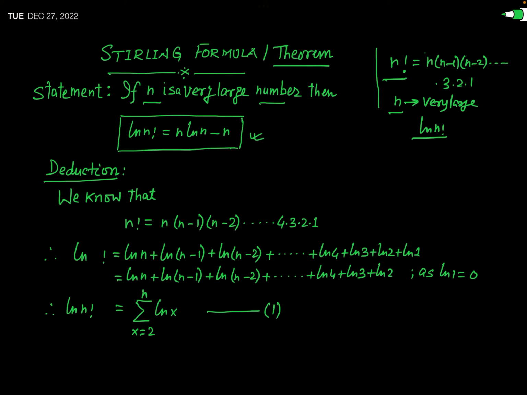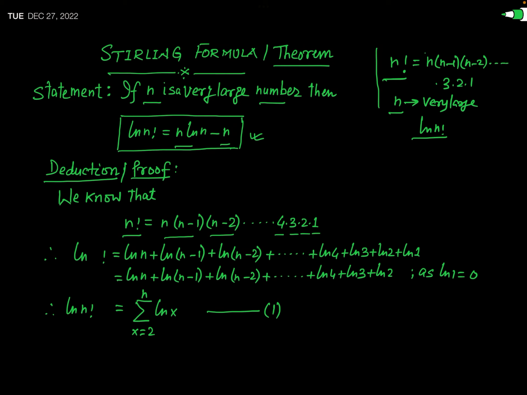Now we will see how we can prove that log n factorial is equal to n log n minus n. Let us see its proof, or its deduction. As I have told you, n factorial is equal to n times (n minus 1) times (n minus 2) and so on, times 4 times 3 times 2 times 1.